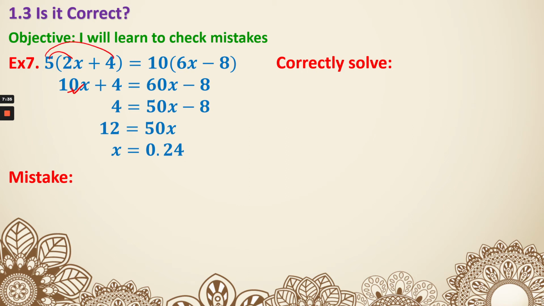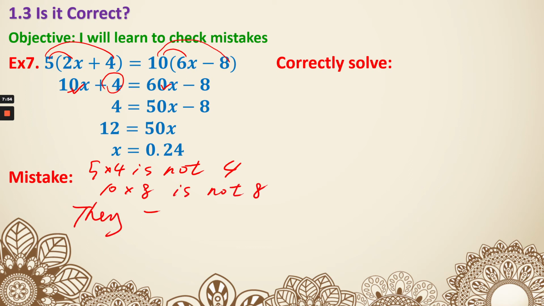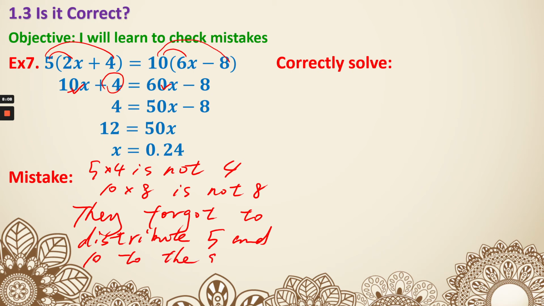10x, that seems right. Oh, that is not right. 60, that seems right. Oh, that is not right. 5 times 4 is not 4, and 10 times 8 is not 8. They forgot to distribute 5 and 10 to the second number.